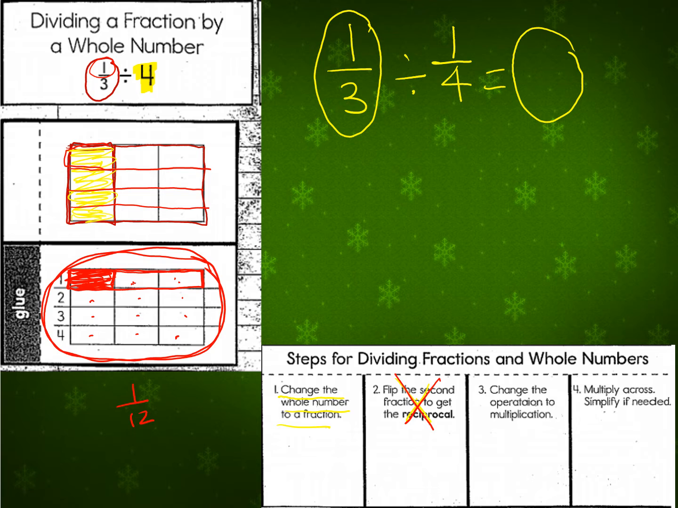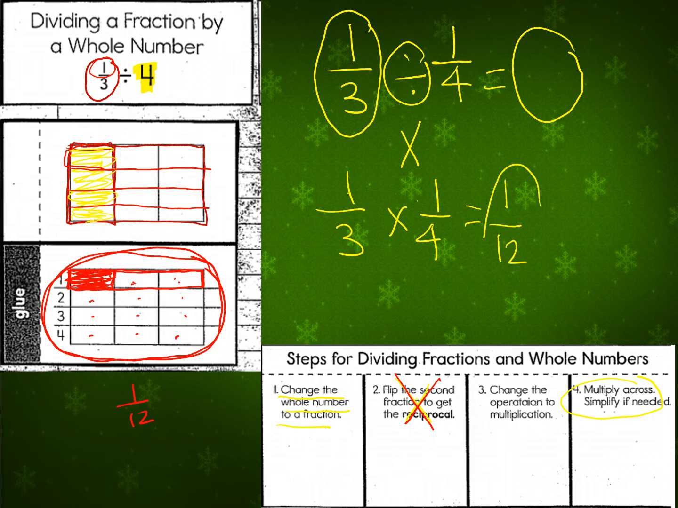The third step says change the operation to multiplication. So I change division to multiplication. Now I have 1/3 times 1/4. And then my fourth step is just multiply and simplify as needed. So 1 times 1 is 1. 3 times 4 is 12. So 1/12 matches my picture.